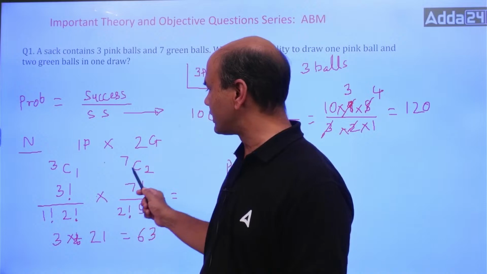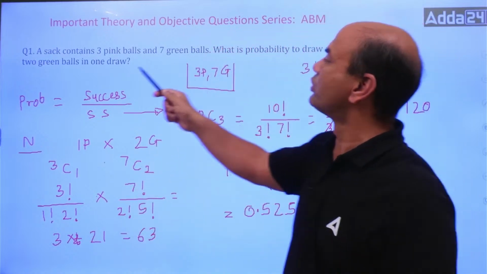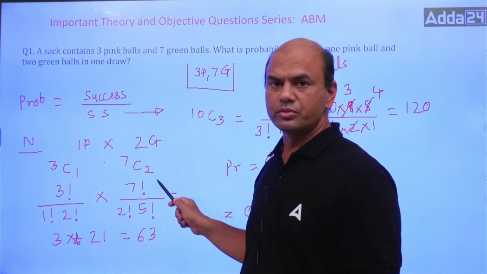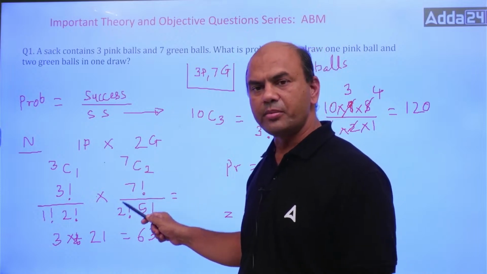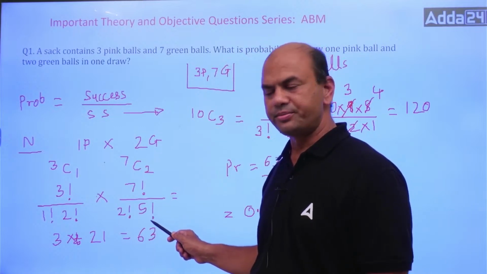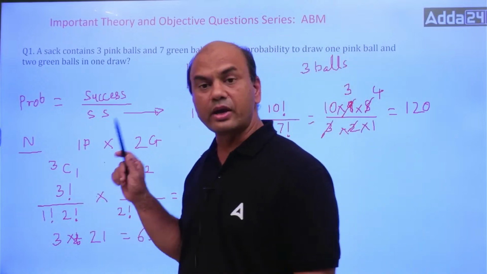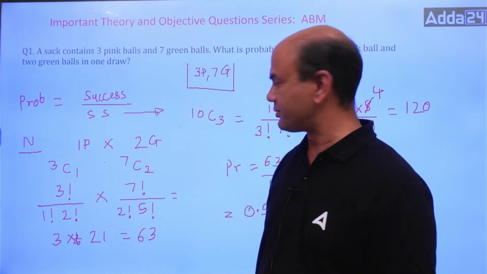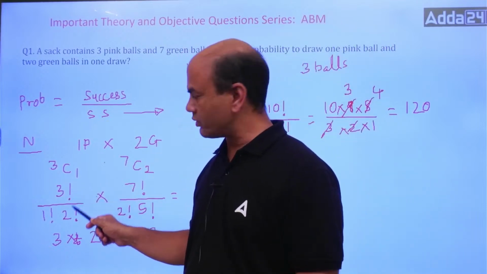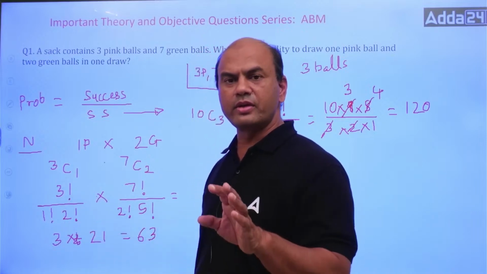Okay. Similarly over here, 2 green balls, right? I want to select 1 pink and 2 green. So how many green balls are there? 7. So 7C2. 7 factorial upon 2 factorial into 7 minus 2, that is 5 factorial. Solve this. See this, 3 factorial means what? Try to cancel this as fast as possible. So 3 factorial means 3 into 2 into 1. What is 2 factorial? 2 into 1. Cancel this. So what will remain is only 3.